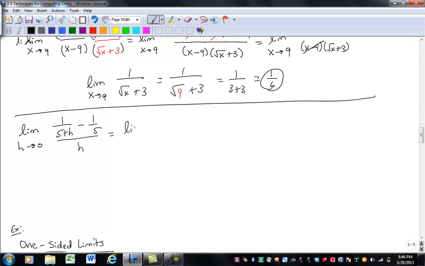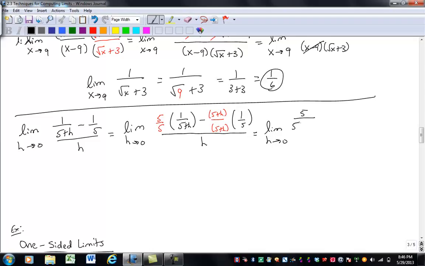So what I'm going to do is simplify by putting the fractions together into a single fraction, so I can divide. A common denominator here is 5 times 5 plus h. So I'm going to multiply the first one by 5 over 5, and I'm going to multiply the second one by 5 plus h over 5 plus h to get a common denominator. It's still all over h. This is just so I can find a common denominator. And so I get 5 over 5 times 5 plus h minus 5 plus h over 5 times 5 plus h, all over h.